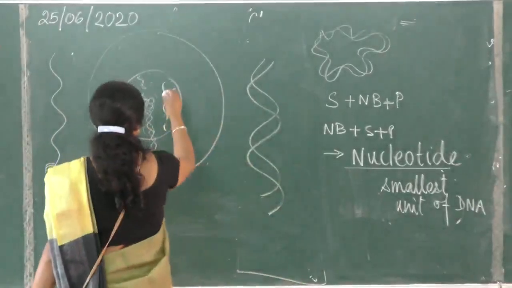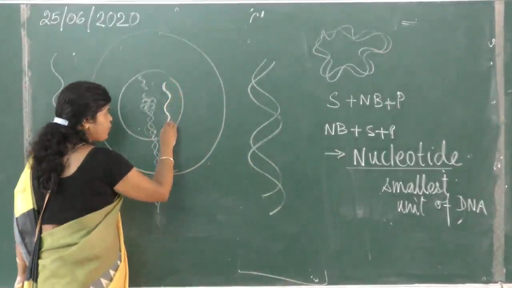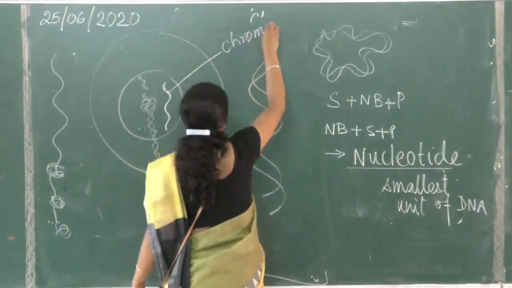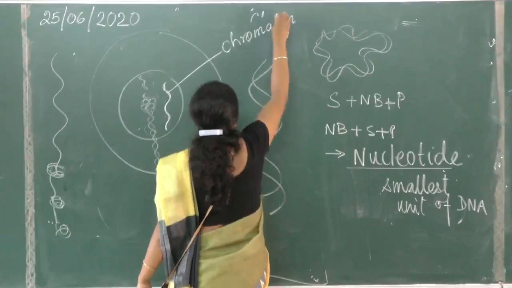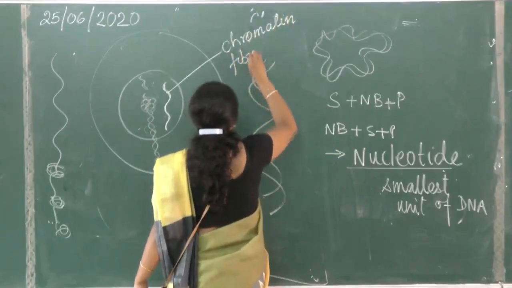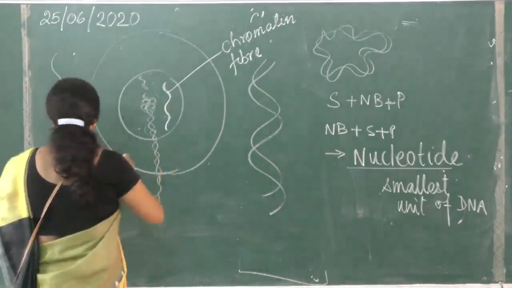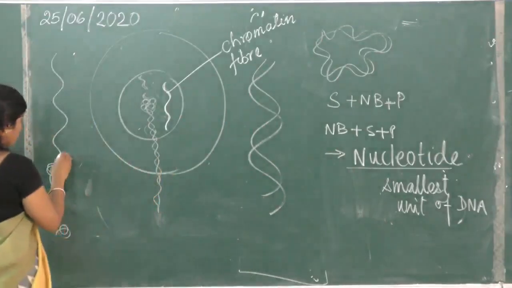Now the thin thread-like structure which is formed is known as chromatin fiber. Chromatin fiber. Okay, this is still not a chromosome. All right. Now one more term we are going to use.